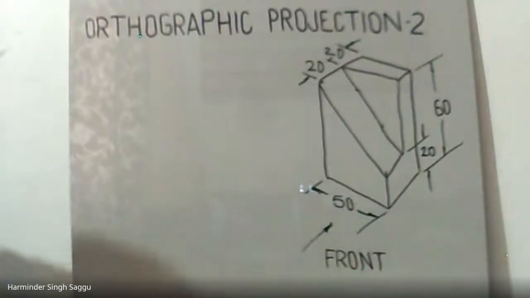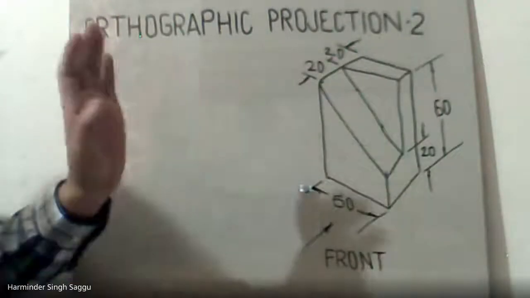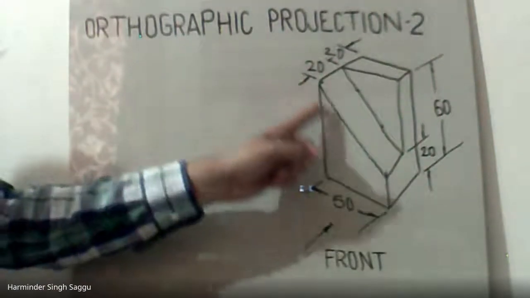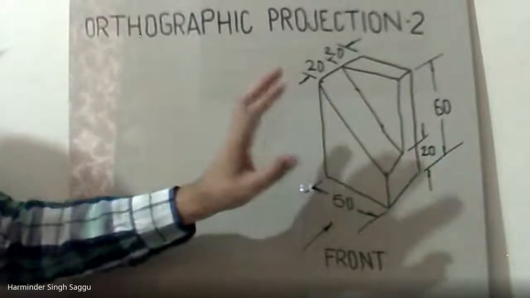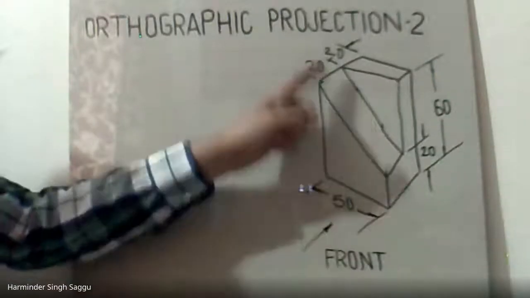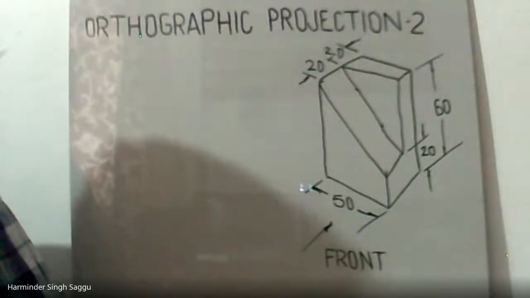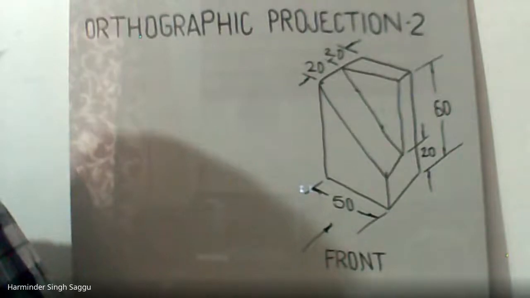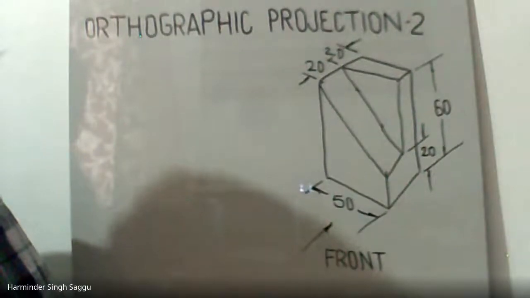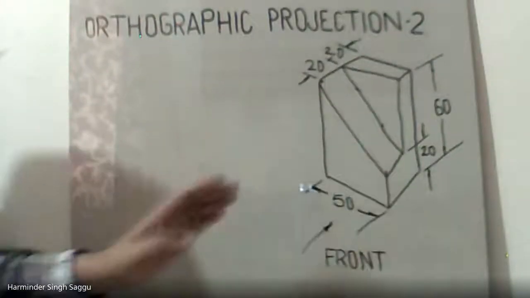Now, the first case was when, in the isometric view, only 30 degree lines will be there. That is the first case. But now this line is not 30 degree. These are the second cases, right? So all lines are 30 degree except this plane, which is not at 30 degree. So in the solution, you have to draw lines other than horizontal and vertical. This is the second kind of problem, the inclined one. Planes will be at some angle, like this plane is at some angle, right? So this is its front view.